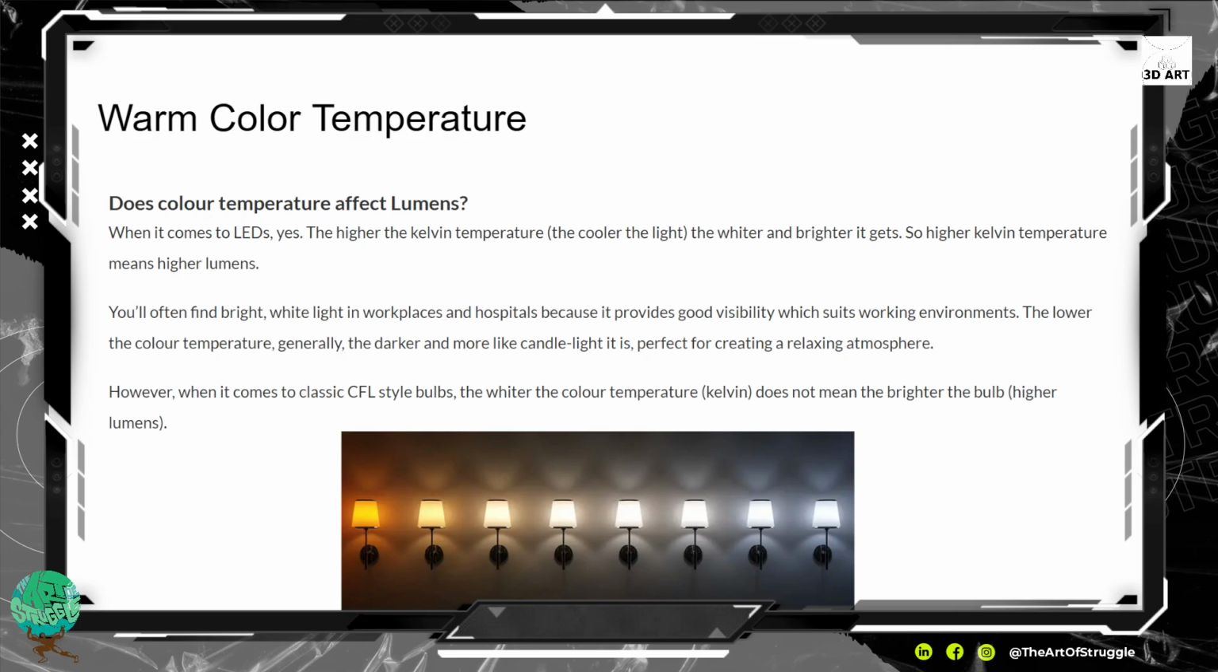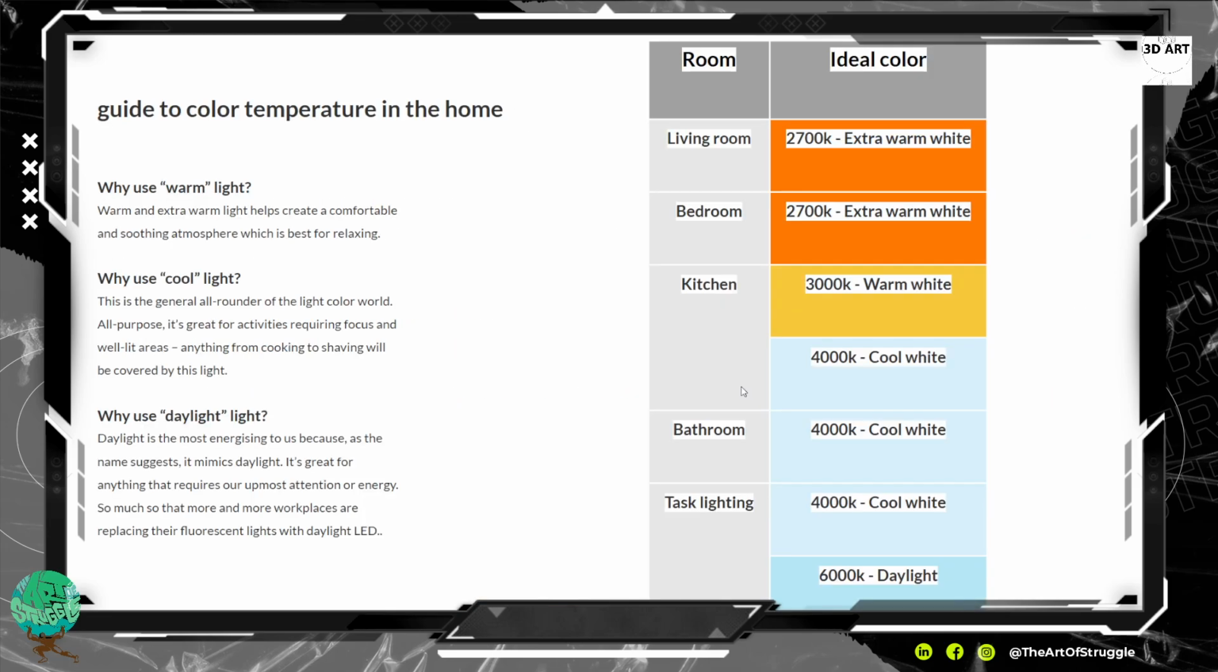While on the other hand, white light will make things look more sterile, more clean. It'll keep you more up, more alert, right? So when it comes to the classic CFL style bulbs, the whiter color temperature, Kelvin, does not mean the brighter the bulb, or lumen, right? That's when you're using the classic bulbs.